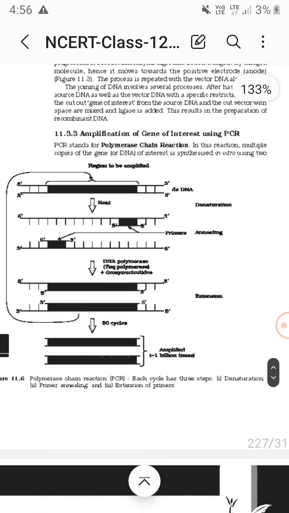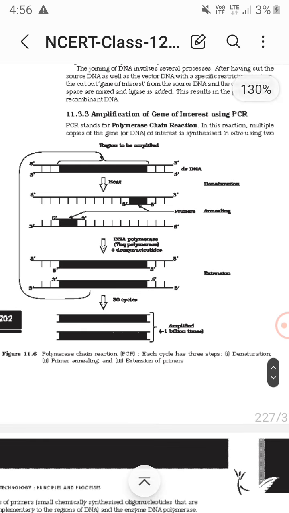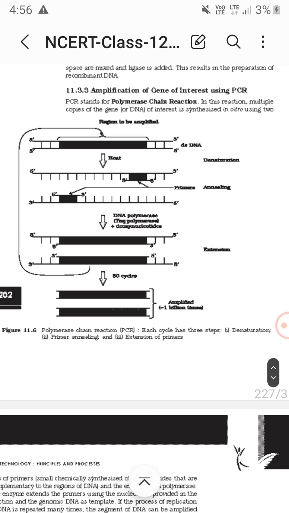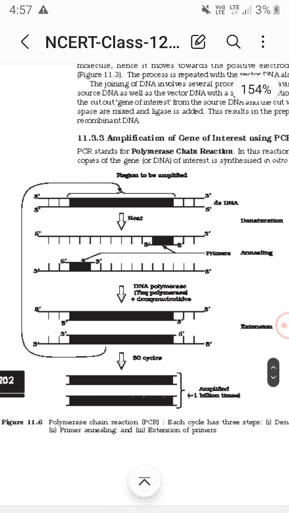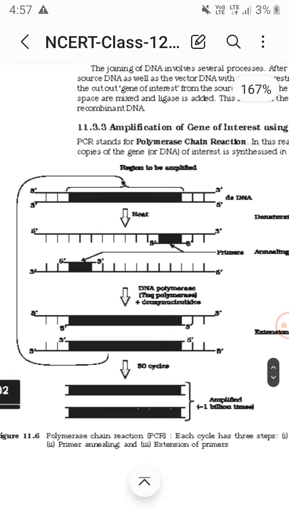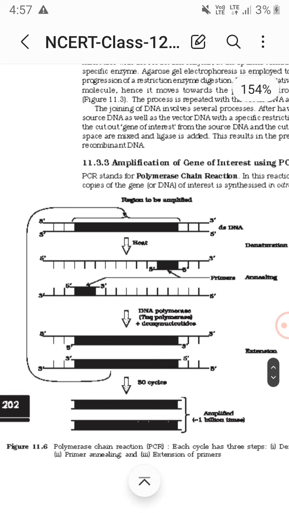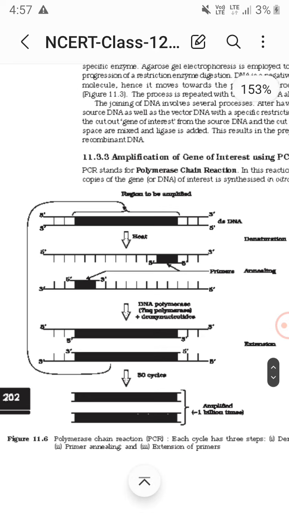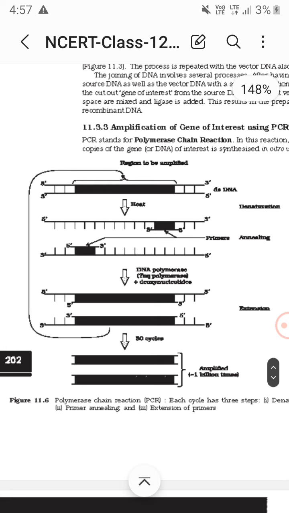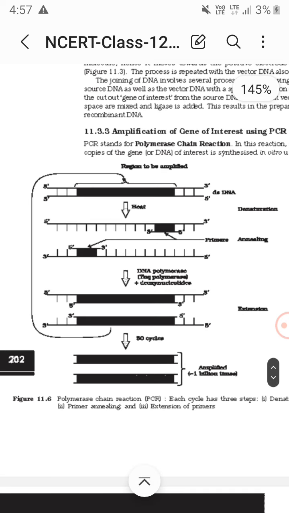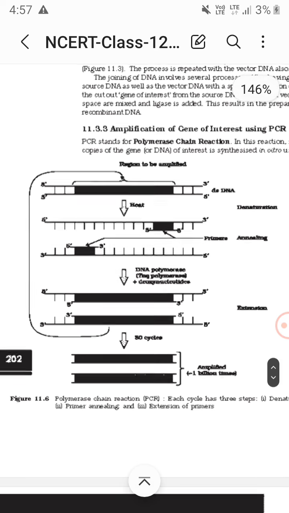There are three steps in the polymerase chain reaction. Each cycle has three steps: first the denaturation, second the primer annealing, and third the extension of that primer. In annealing, the primer, 5' to 3', attaches to both the strands. In denaturation, we use heat to separate both the strands. Then using the DNA polymerase, Taq polymerase, an enzyme that works at higher temperature, plus deoxyribonucleotides, the chain gets elongated.